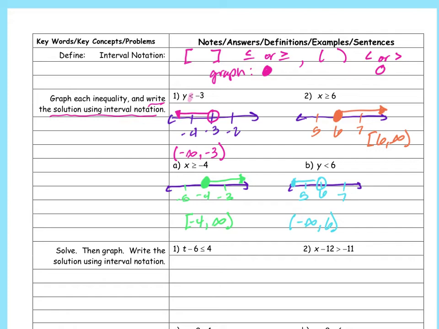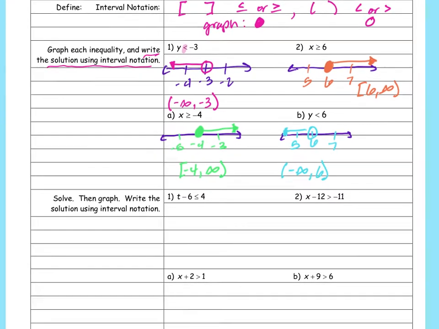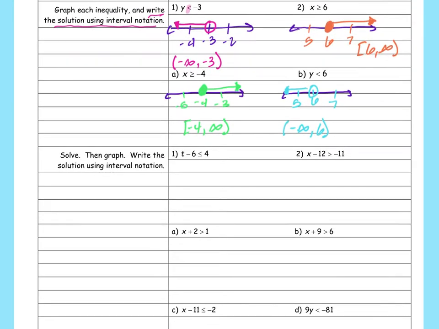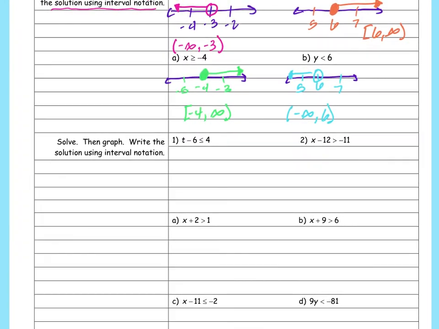Okay, so we're going to go ahead and go on to the next set of problems. And it just says solve, so we're going to solve it. And then graph. So we've just added a step this time. So first we're going to solve. So we solve first, and then we graph, and then we write in interval notation. We graphed and wrote in interval notation last time. We've just added solving to it. So that's all we're going to do.